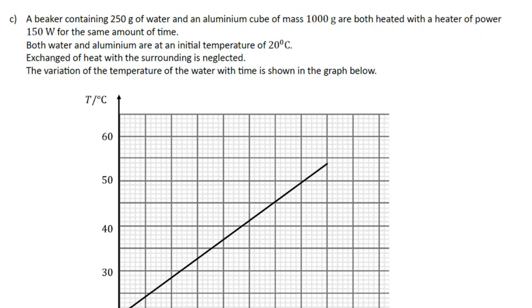La partie C, donc nous avons a beaker containing 250 grams of water and an aluminum cube of mass 1000 grams are both heated with a heater of power 150 watts for the same amount of time. Both water and aluminum are at an initial temperature of 20 degrees Celsius. Exchange of heat with the surrounding is neglected. The variation of the temperature of water with time is shown in the graph below.